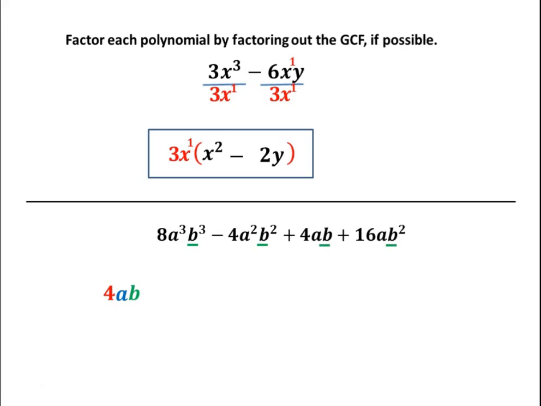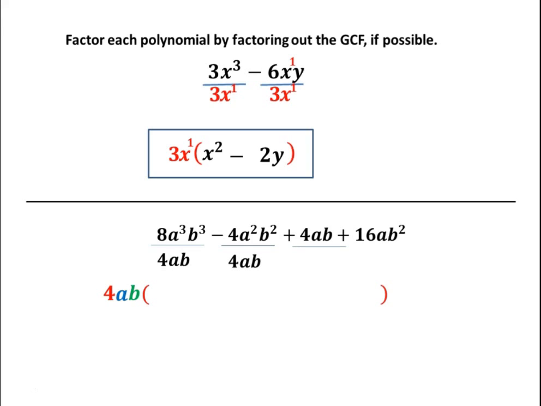Now, I need an empty set of parentheses. And what goes inside of the parentheses is what's left after I divide each one of my original terms by my greatest common factor. So I'm going to have my 8a to the third b to the third, divide that by 4ab. I'm going to take my minus 4a squared b squared, and divide that by 4ab.